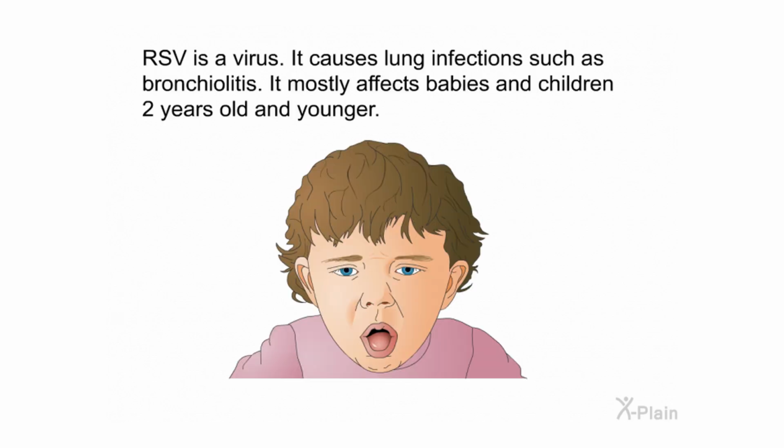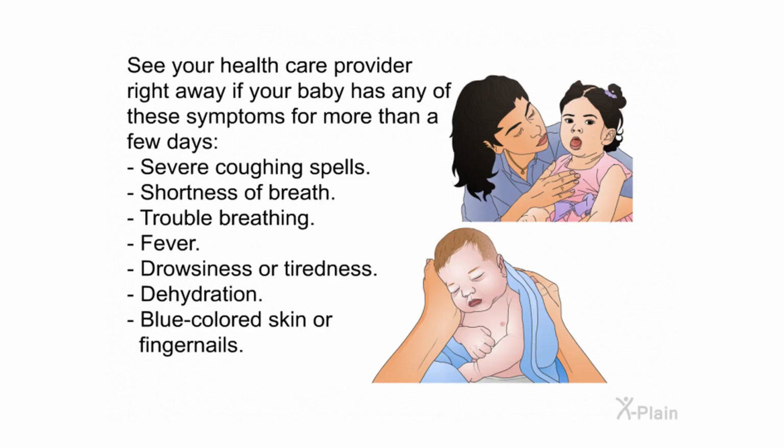Summary. RSV is a virus. It causes lung infections such as bronchiolitis. It mostly affects babies and children 2 years old and younger. See your healthcare provider right away if your baby has any of these symptoms for more than a few days. Severe coughing spells, shortness of breath, trouble breathing, fever, drowsiness or tiredness, dehydration, blue-colored skin or fingernails.